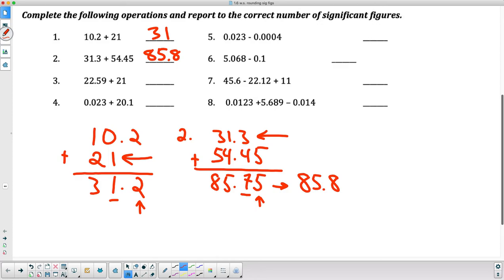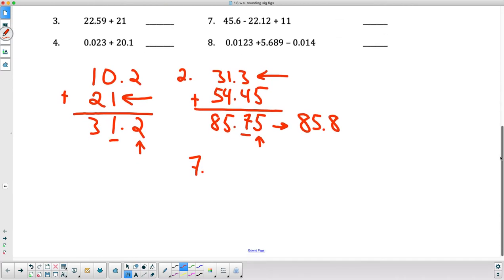Let's try number 3. Let's do one that's a little bit more difficult. 3 and 4 are very similar to 1 and 2. So let's do one that looks a little bit different, like number 7. So number 7 is 45.6 minus 22. Oops, see, I don't have them lined up. There we go. Nice part about the smart boards.